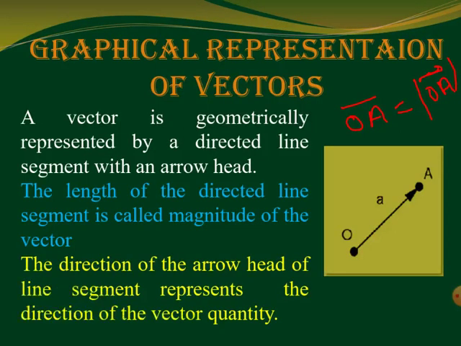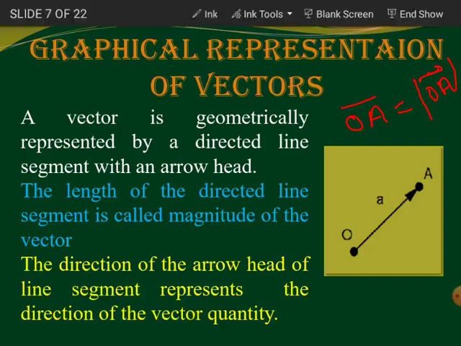The direction of the arrowhead of the line segment represents the direction of the vector quantity. So direction is from where to where? Direction is from O to A, but not from A to O. Rather, your vector A, it should have one arrow above it. So your vector A is directed along this OA. So your arrowhead will represent the direction of the vector quantity OA.